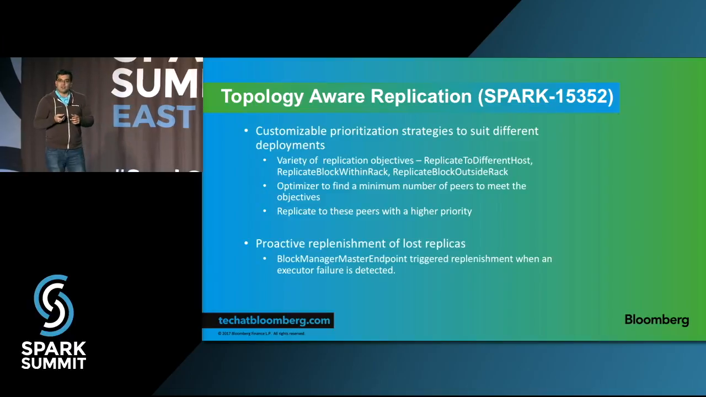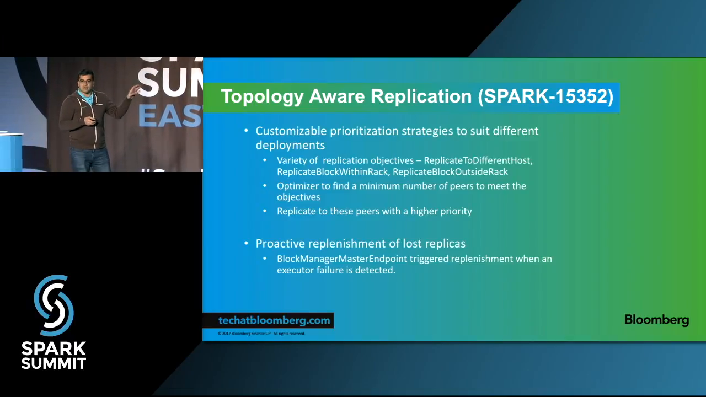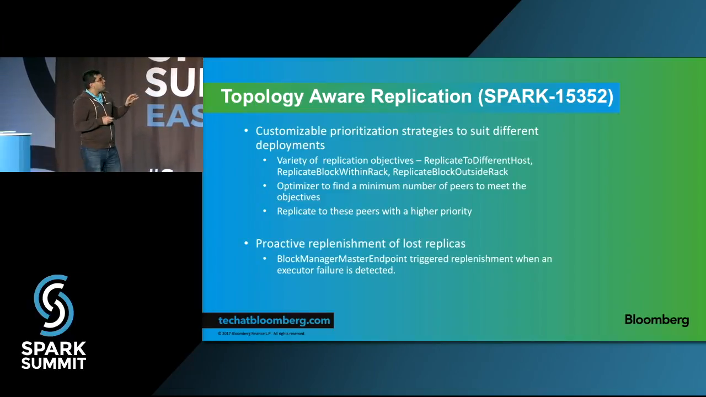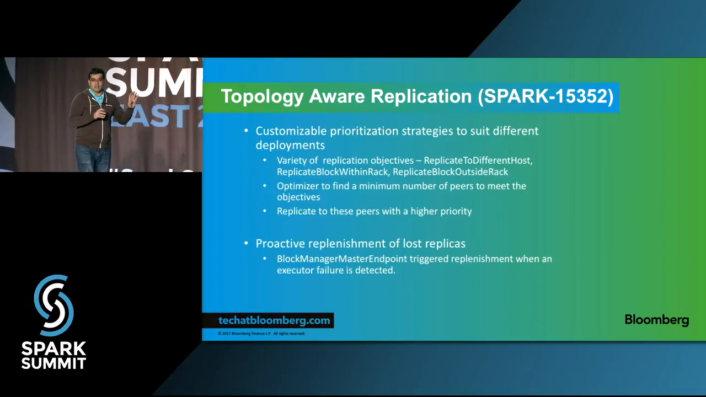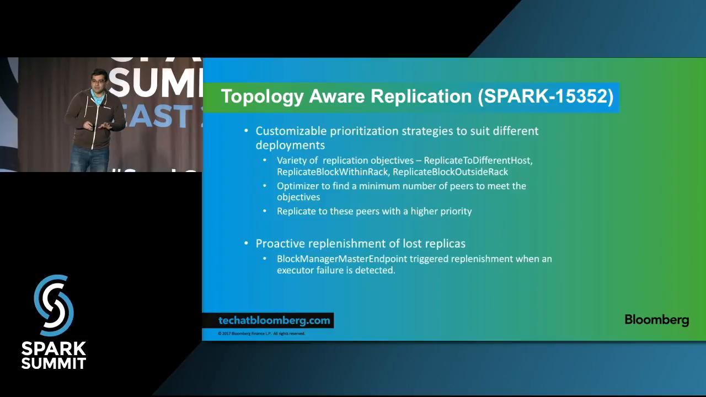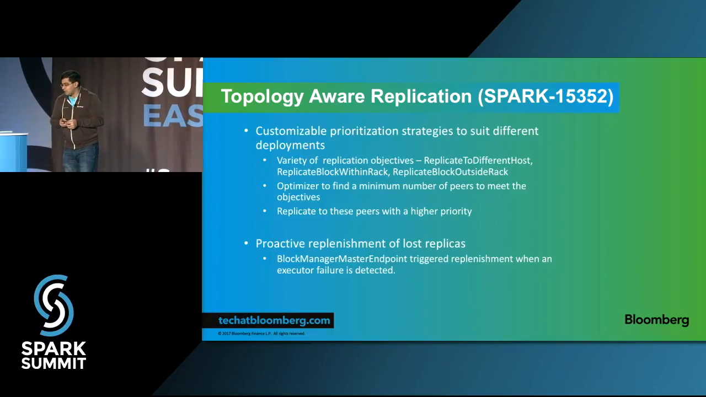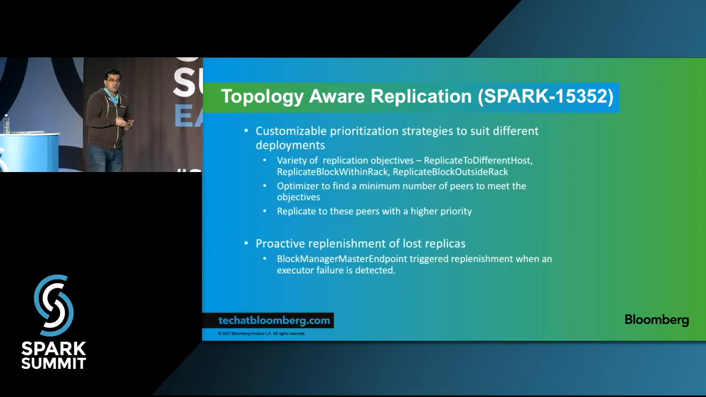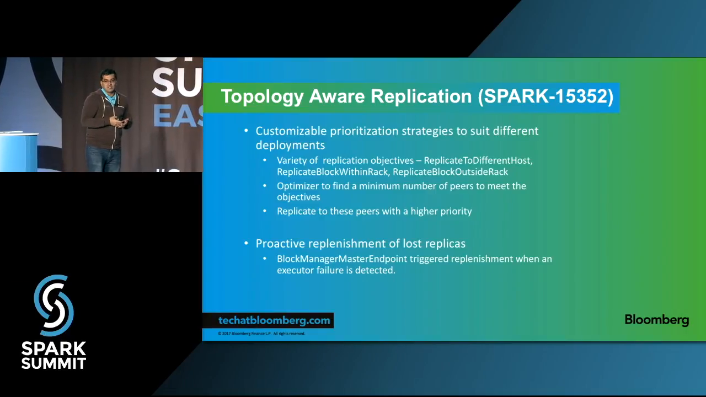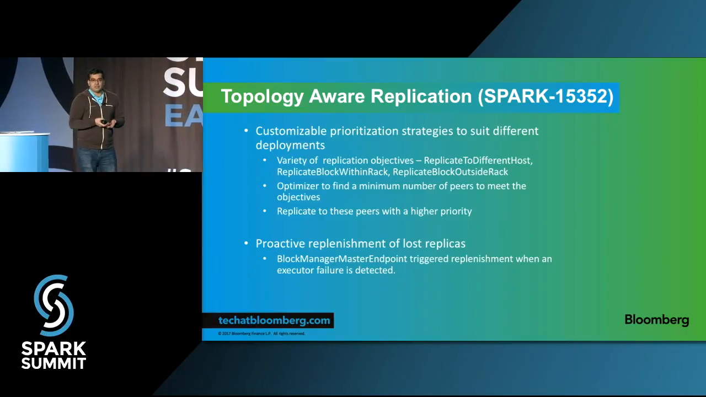We put in a constraint solver that looks at these objectives, and it tries to come up with the minimum number of peers that might be needed to satisfy all or most of the objectives. So we also did a lot of simulation studies on this constraint solver on as many as 100,000 nodes, and we found it to be quite stable and performant as well, and didn't really take a lot of time.